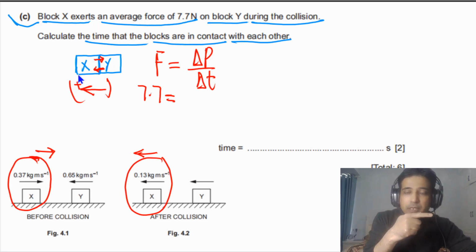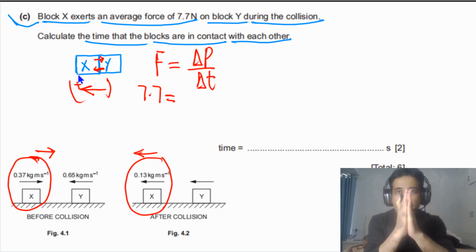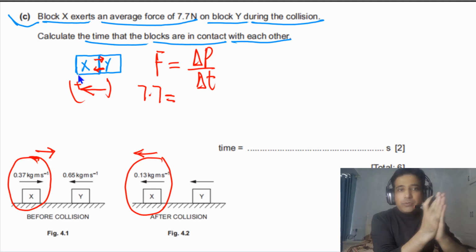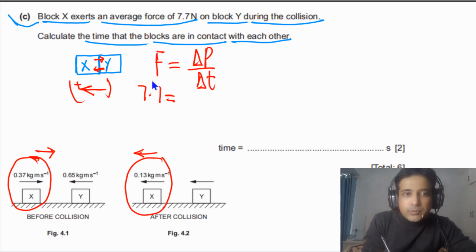When they collide, this one is block X, this is block Y. When block X collides with block Y, Y will apply a force on X in the opposite direction. So the force on X will be to the left. That's the reason I'm taking to the left as positive, so the final answer will also be positive. We are taking to the left as positive, so the force is positive.